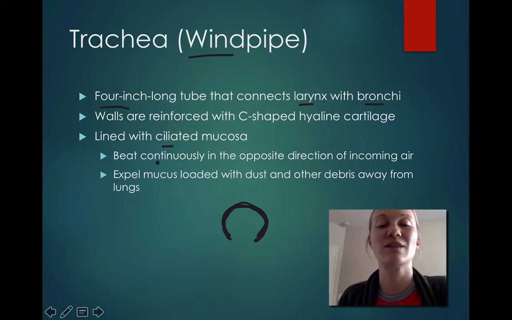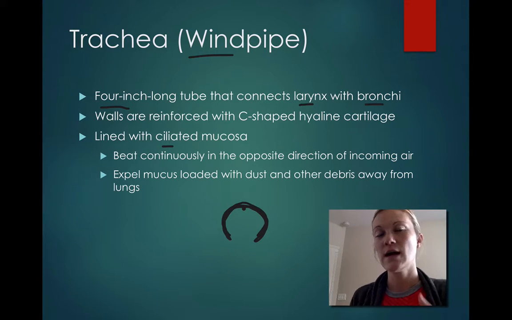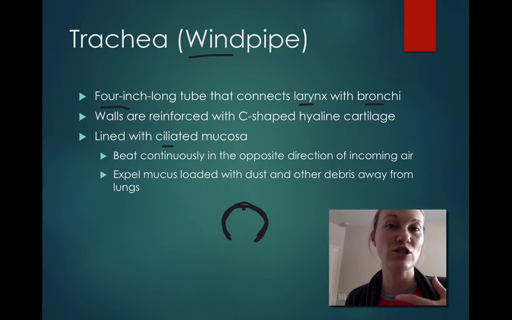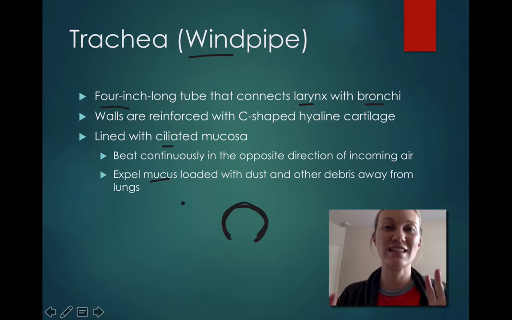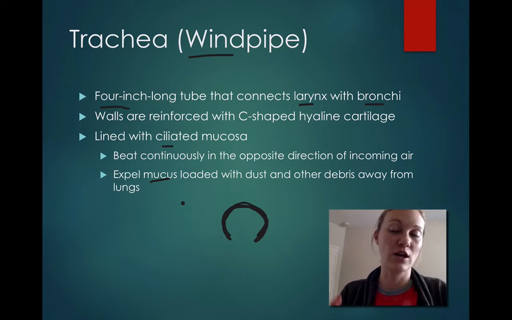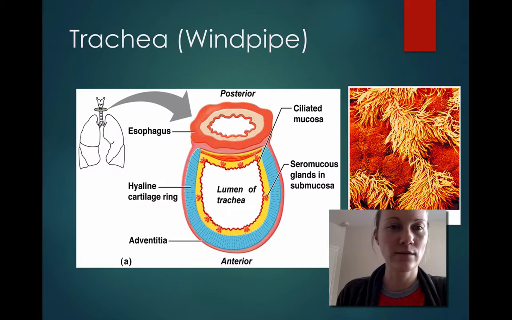It's also lined with ciliated mucosa. The cilia beat continuously in the opposite direction of incoming air. The purpose of that is to purify, humidify, and get rid of foreign material so it doesn't end up in your respiratory tract. If foreign objects get into your respiratory tract, that can cause an infection or pneumonia, a viral or bacterial infection. They're also going to expel mucus that is loaded with dust and other debris. They take that debris away from your lungs because your lungs are a really delicate organ.